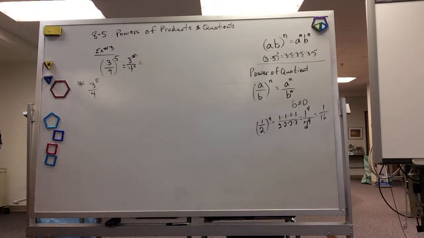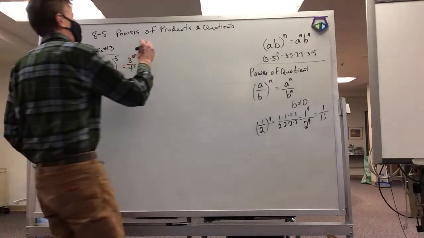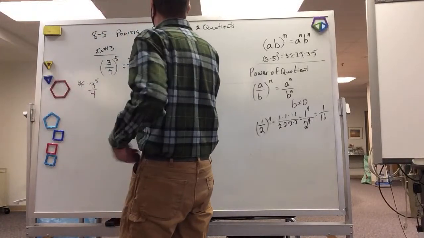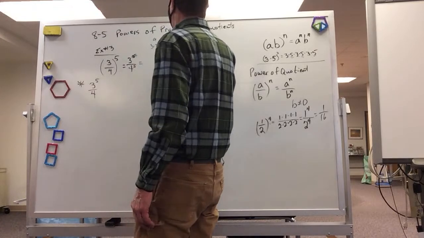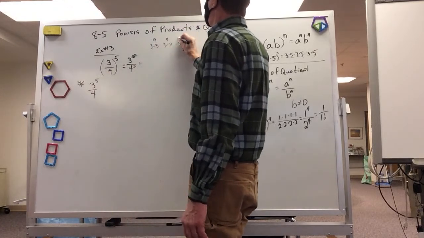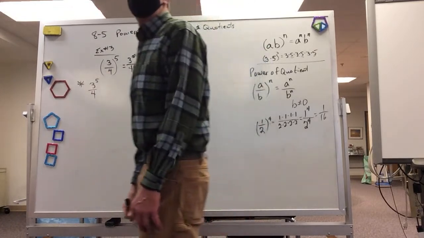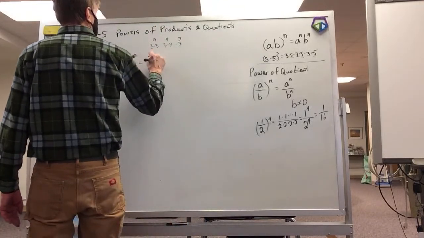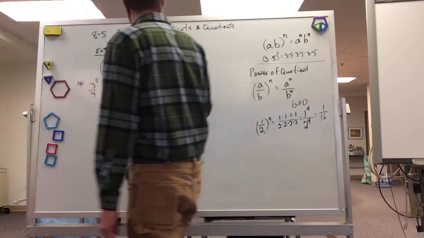I hope it's not 15. Don't do that to me, Dan. 3 times 3 times 3 times 3 times 3, which is going to be, well, 3 times 3 is 9, right? And then you do it again, that's 81. So 81 times 3. What did you say it is? It's 243. Bingo.